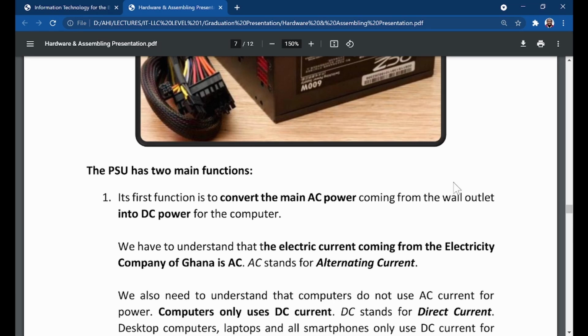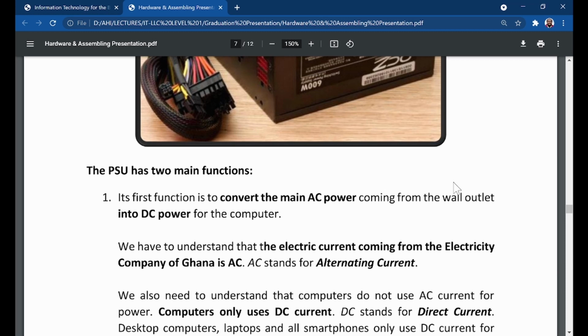I'm going to repeat that. There are two types of electric currents. The current coming from the electricity company is a different current from the current that powers computers. The current that comes from the electricity company is called alternating current, and it can come in several voltages. What the electricity company does is send thousands of volts into an area, and they have transformers that step down the power and supply it to every home.